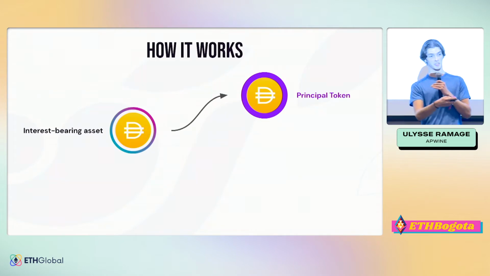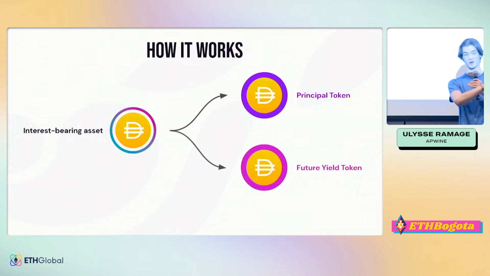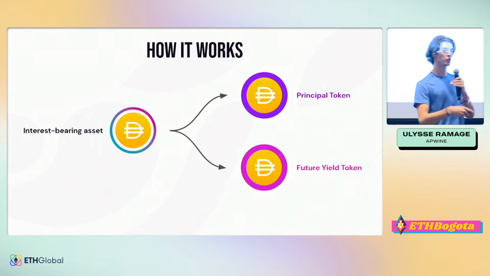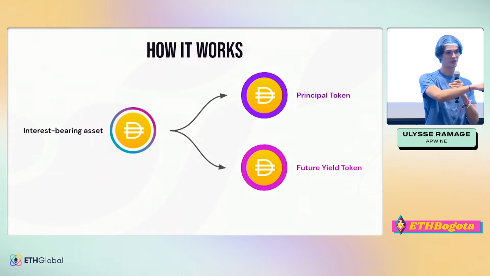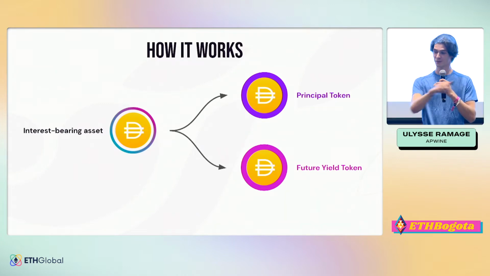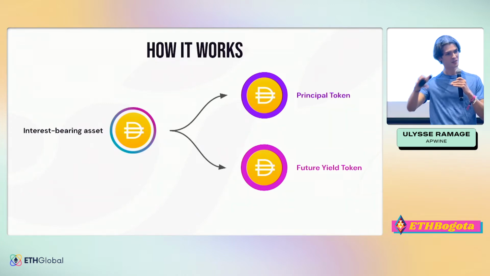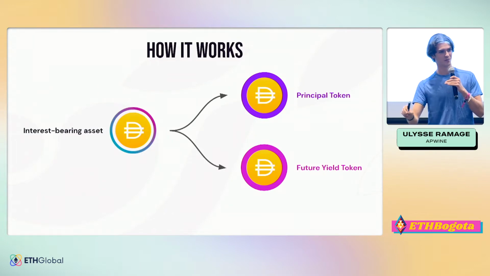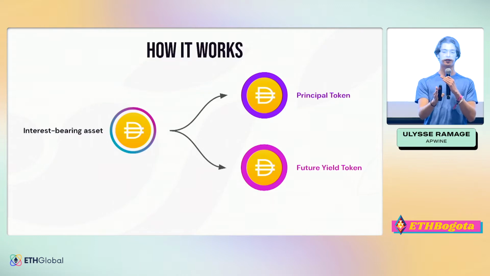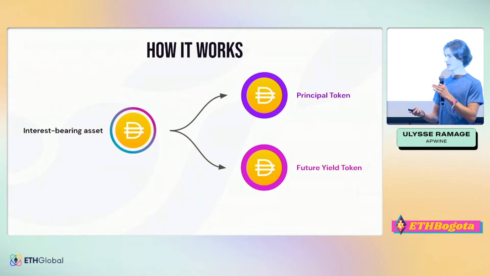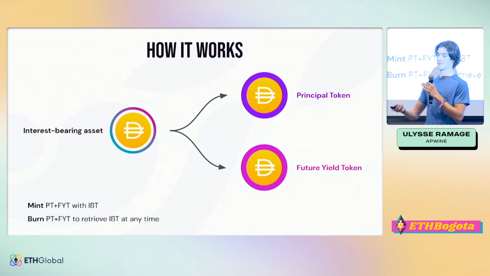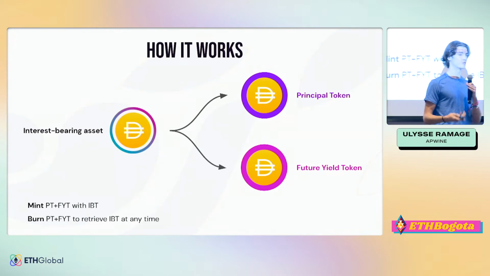And now what's interesting is the future yield token, the second token that you get. And this is going to constantly, when the aDAI is generating yield from Aave, put this yield not into the principal token, but into the future yield token. So essentially, we're splitting the capital and the future yield. And this is what allows us to get this entire marketplace of future yield going on.